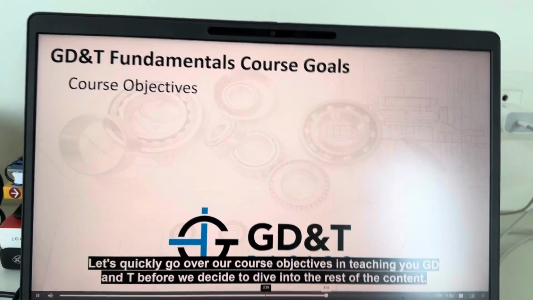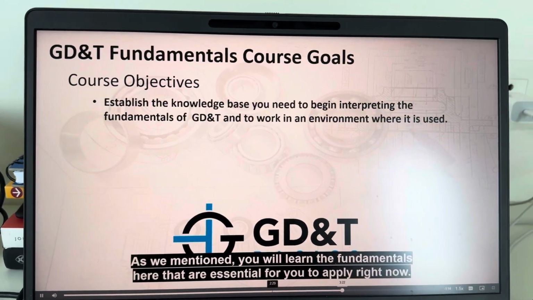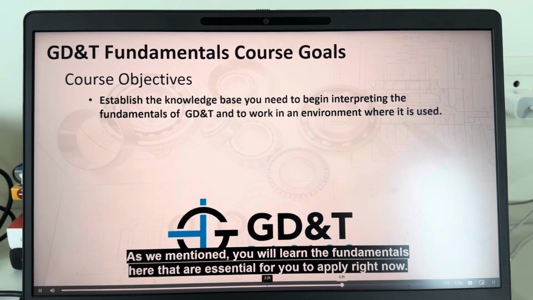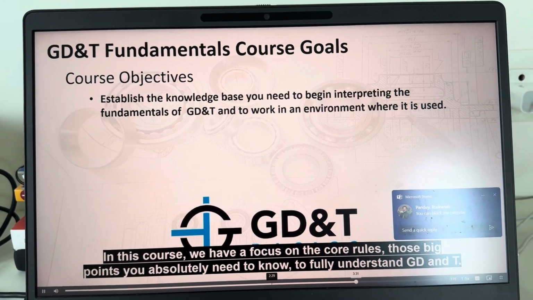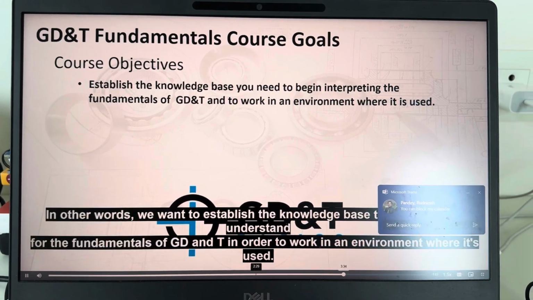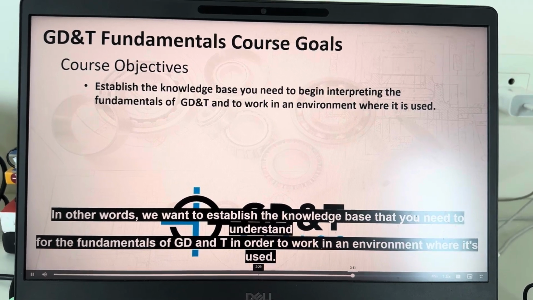Let's quickly go over our course objectives in teaching you GD&T before we dive into the rest of the content. As we mentioned, you will learn the fundamentals here that are essential for you to apply right now. In this course, we have a focus on the core rules, those big points you absolutely need to know to fully understand GD&T. In other words, we want to establish the knowledge base that you need to understand for the fundamentals of GD&T in order to work in an environment where it's used.